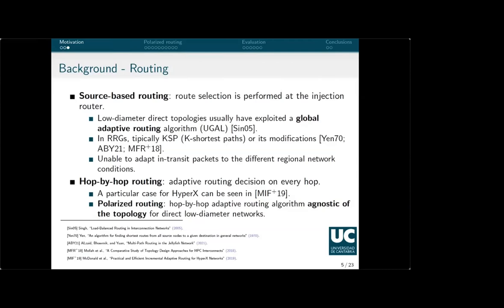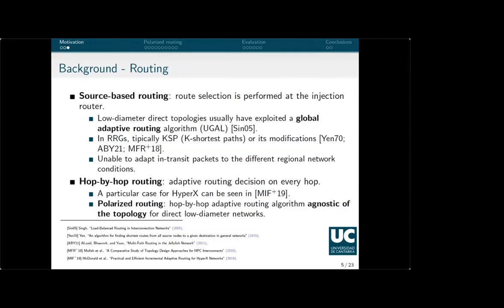This source-based mechanism can work well when the relevant information is available at the source at the time, but it may perform worse if the state at the source is not representative of other regions or when the state changes too quickly.